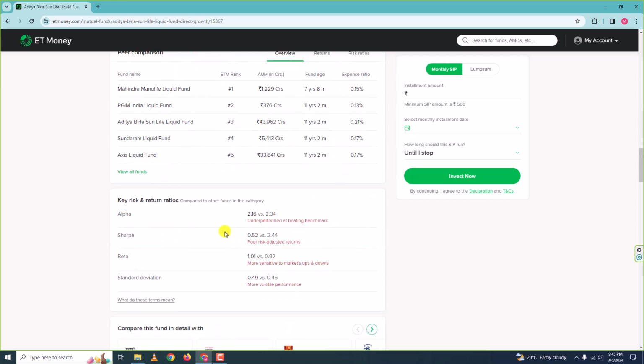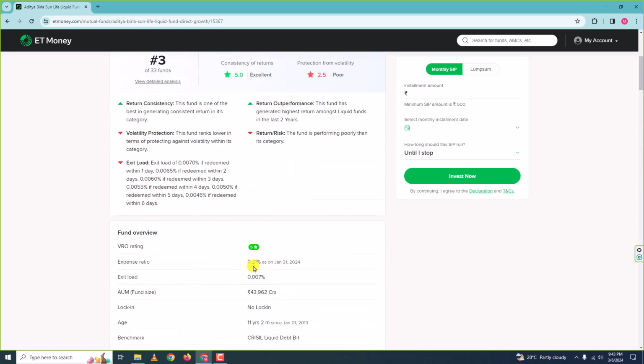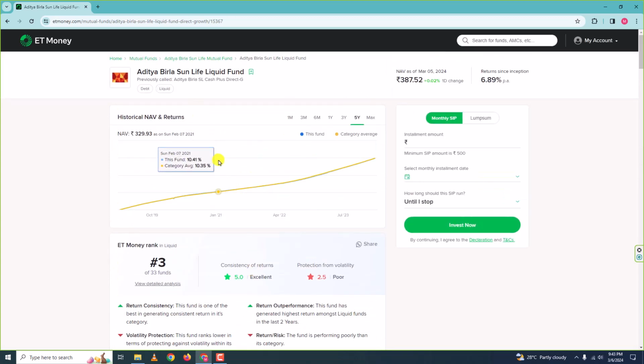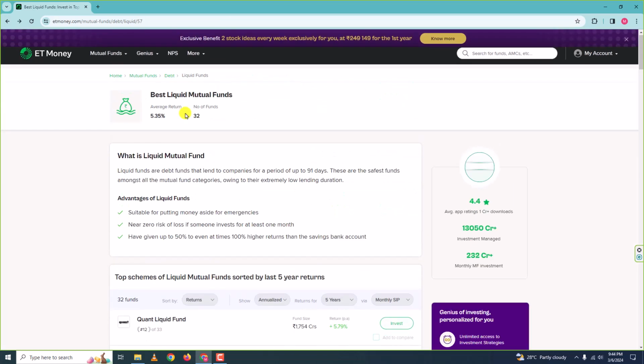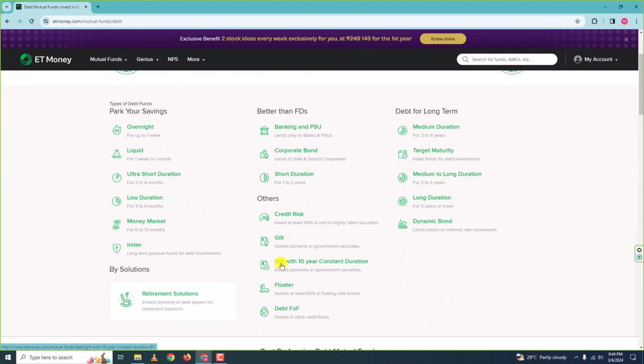And similarly, you can compare the risk and return ratios. We have not talked about this, which we will do in the upcoming videos. But this is how you can get the details of any particular fund. Let me go back to debt. So these are the various debt mutual funds available for you to invest in. Always do your research before investing.